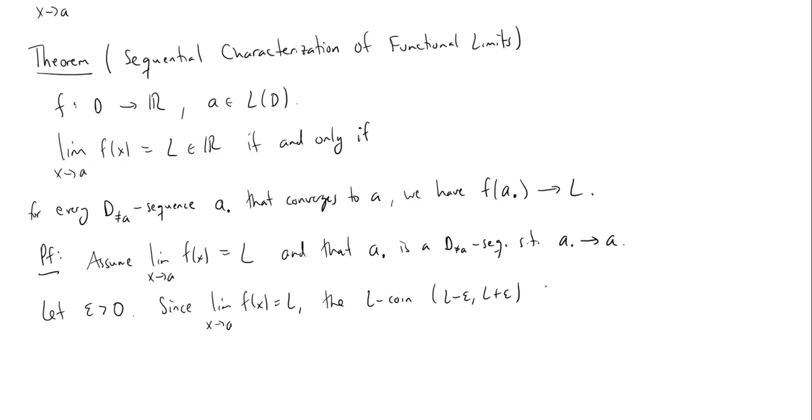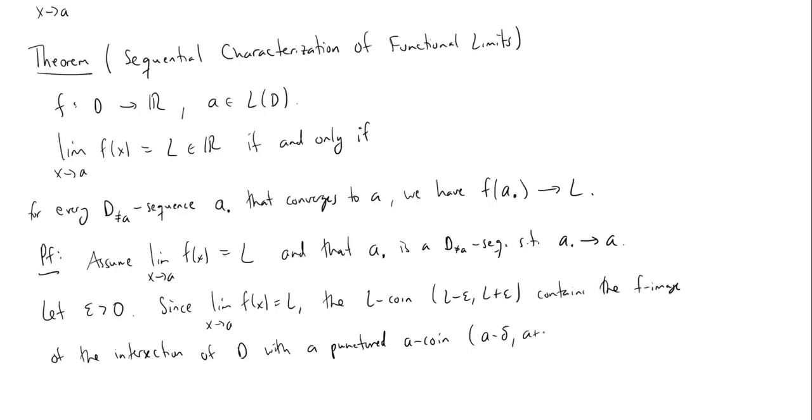So the L coin, L minus epsilon, L plus epsilon, contains the f image of the intersection of D with a punctured A coin. Let's call it A minus delta, A plus delta, not equal to A. There's the puncture. This holds for some delta, which of course depends on epsilon, but we'll just shorten it as delta here, some positive real number.